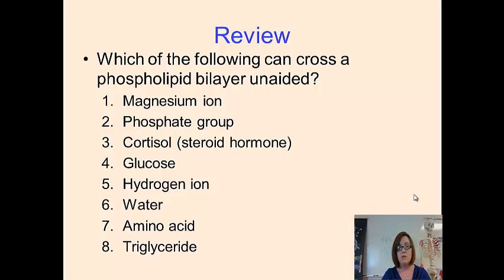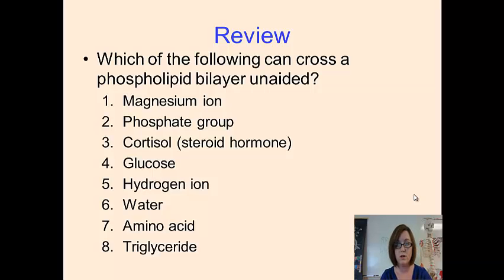All right, what we're looking at here is the same list that we looked at earlier where I asked you, okay, which of these things can mix with something that's hydrophobic? And the whole point of that activity was to come to this activity and see that, okay, the phospholipid bilayer of the cell membrane is going to be mostly hydrophobic. So if you want to cross the phospholipid bilayer, right, you have to be able to cross that hydrophobic barrier, right? So which of the following things can cross the phospholipid bilayer unaided?